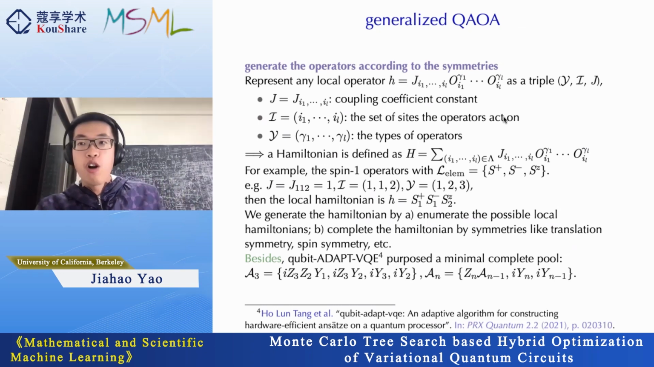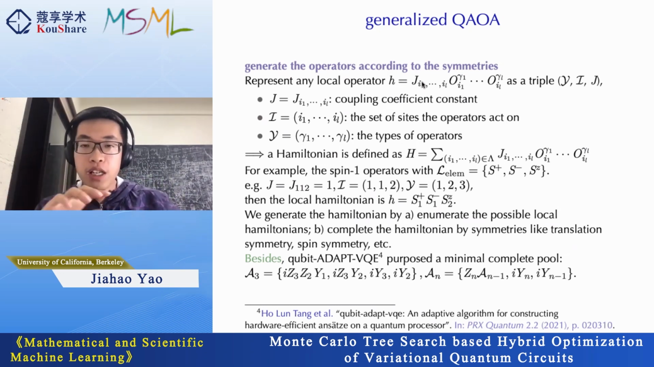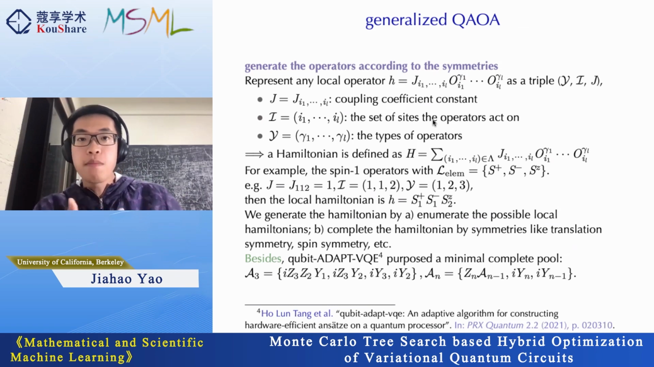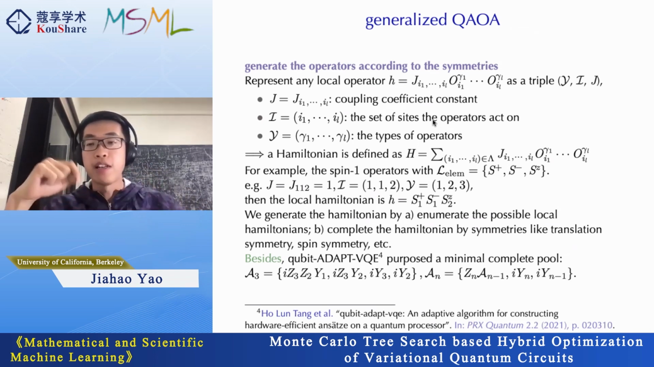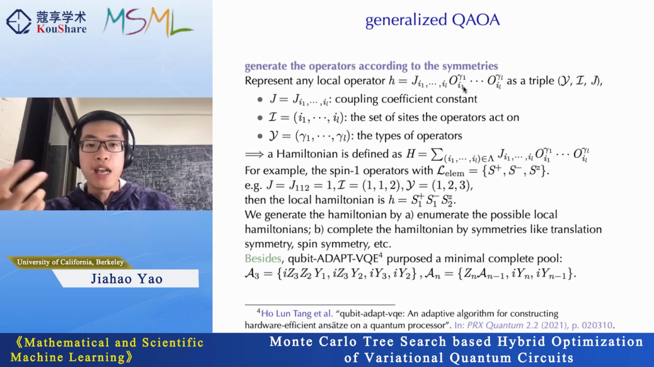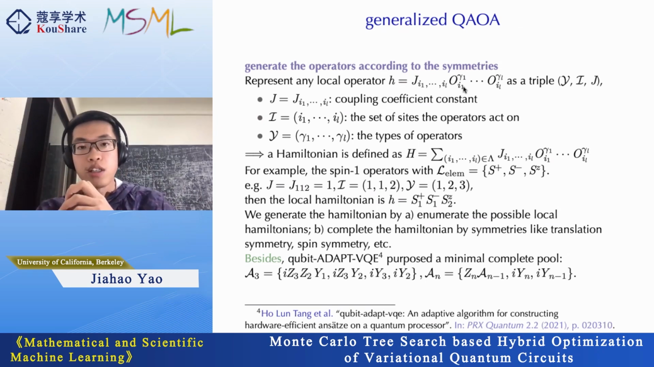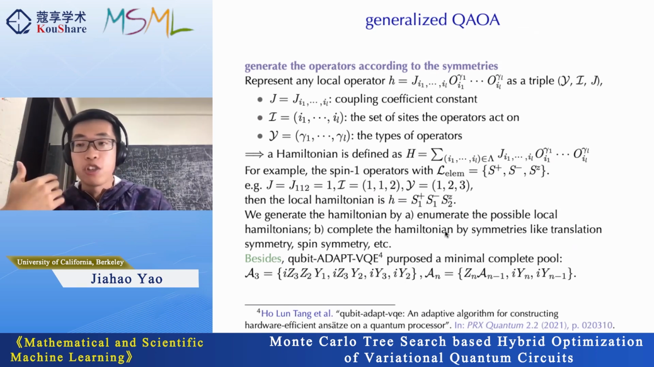So for every local operator, we define it in this way. It has three elements. The first element is the coefficient constant for this local operator called J, and I means the set of sites the operator is acting on, and gamma is the different types of operators. So if you define the type of operator, the size of the operator, and the coefficient, you get the local operator. And any Hamiltonian is actually the summation of these local operators as shown here. With this notation, it is very easy to define any kind of gate, and one example is shown here. So we are trying to generate the Hamiltonians by, one, enumerating all the possible Hamiltonians, and two, completing the Hamiltonians by symmetries, say the translation symmetry, the spin symmetry, the Z2 symmetry. Any symmetry, we are trying to complete by that.